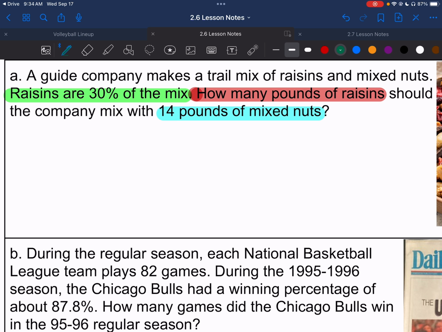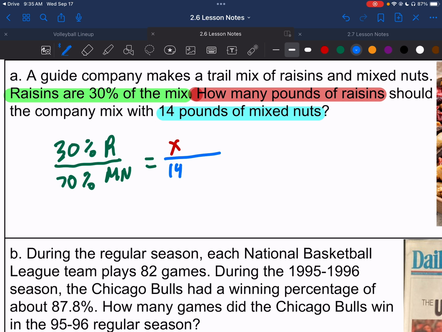Well, if I have 30% raisins, what do I know the other 70% is? Well, the other 70% must be mixed nuts. Okay. So if we set this equal, then I need to have raisins in my numerator. Do I know the amount of raisins? No, I don't. So that's x pounds of raisins over 14 pounds of mixed nuts.